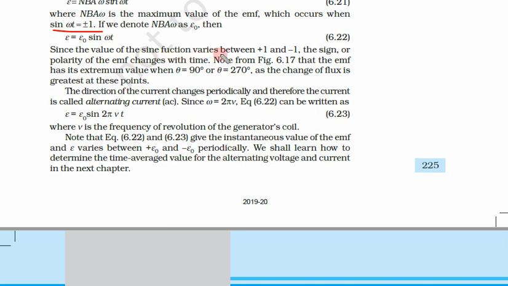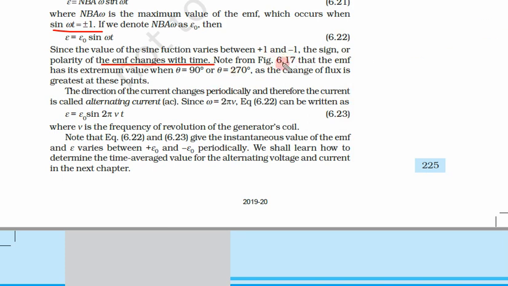Since the value of the sine function varies between plus and minus 1, the sign or polarity of the EMF changes with time. That we have also learned. So what we have learned here is that initially this side is plus, this side is minus. Next time this side becomes plus, this side becomes minus, because the polarity is changing with time.